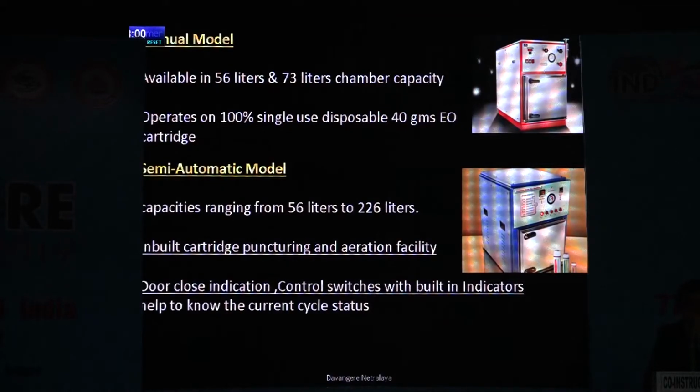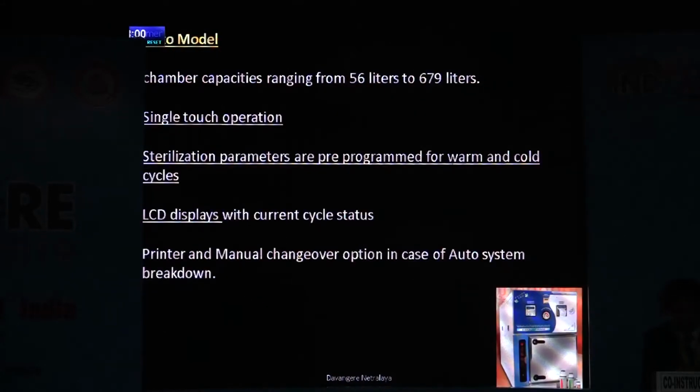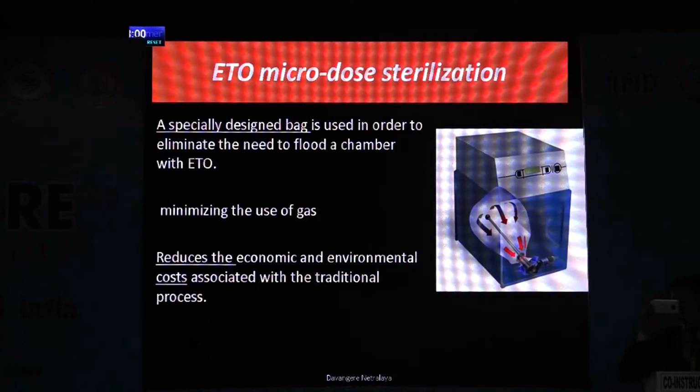As Bharati told, there are 3 or more models of ETOs which are available. One is a manual, the other is a semi-automated and an automated mode. In automated mode, you get an LCD display, printouts, everything. You can set the parameters accordingly based on the volume and the load. So the automated version is slightly expensive when compared to the manual model of ETO. There is one more modification which has been done.